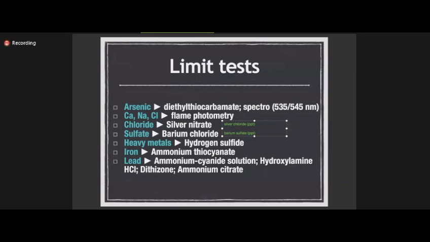Okay, so there you have your different impurities, no? Those in blue and then in white, these are the reagents that could detect these impurities.